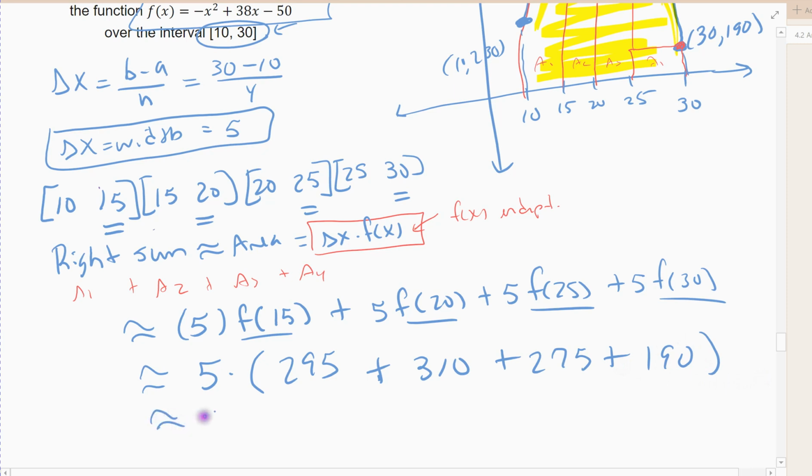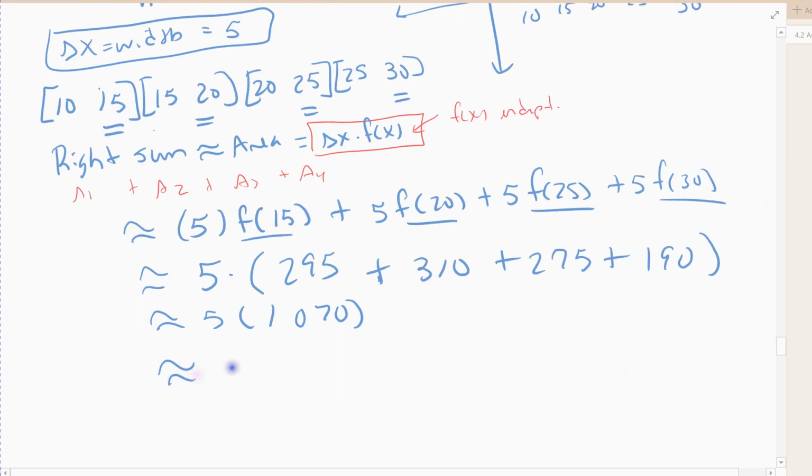So I'm going to add them up. It comes out to 1,070. So those are times 5. And so the right-hand area is approximately 5,350. That would be the right-hand sum. Alright. The area would be somewhere close to that.